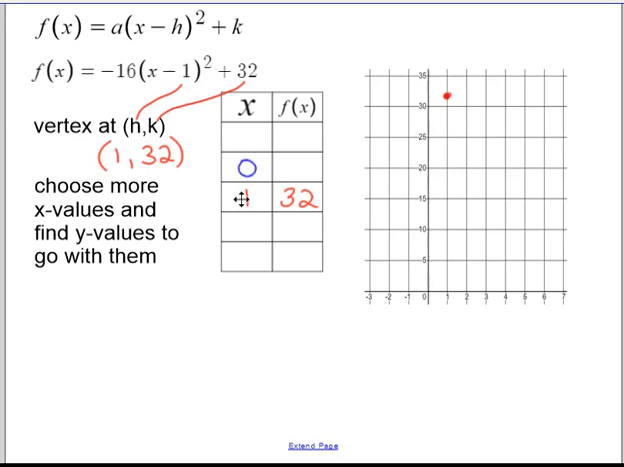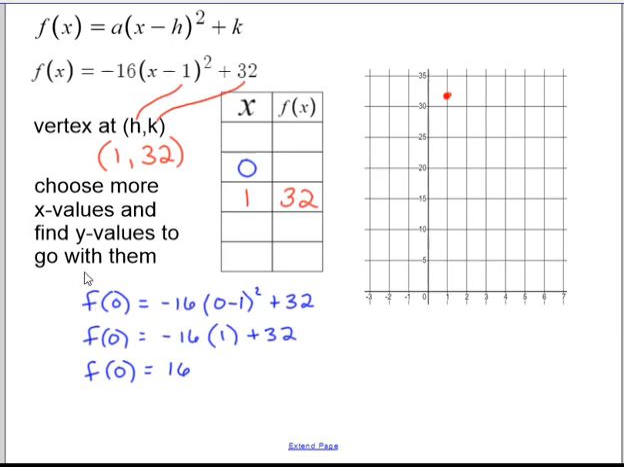We can work on either side of that. Let's go back to x is 0 because 0 is an easy number to do algebra with, right? We do f of 0 equals negative 16 times, instead of the x, we have 0 minus 1 squared plus 32. We simplify that using PEMDAS, and we get that f of 0 is 16. So we put 16 in our table, and we plot a point at 0, 16.